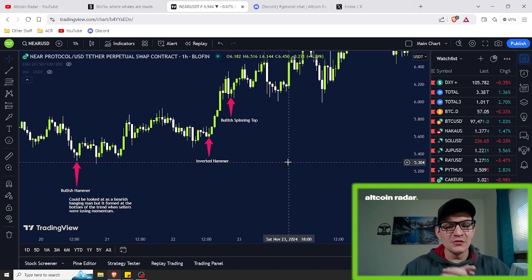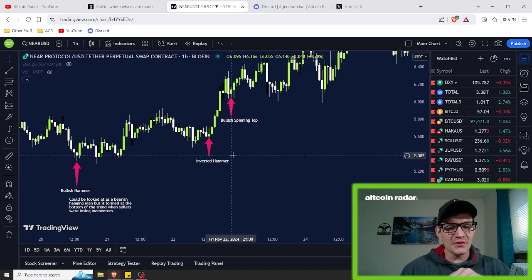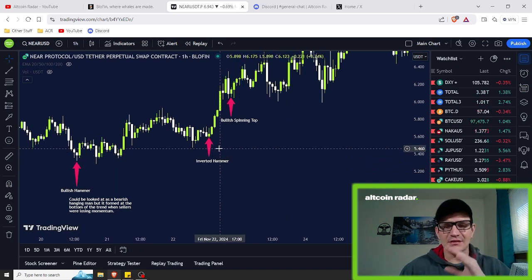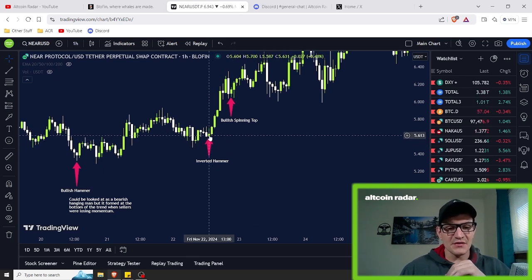It looks a little different from the traditional bullish hammer candle like we saw here. But the inverted bullish, I'm so bad with my words right now. The inverted bullish hammer candle has a small body at the bottom of the wick, which you can clearly see right here. You can see the body down here at the bottom of the wick.